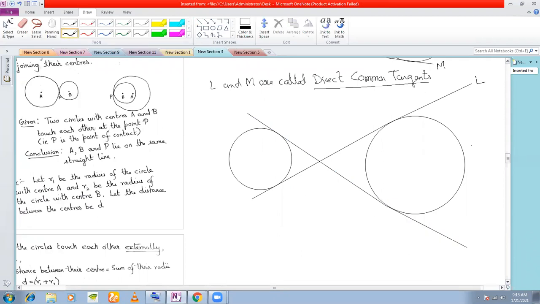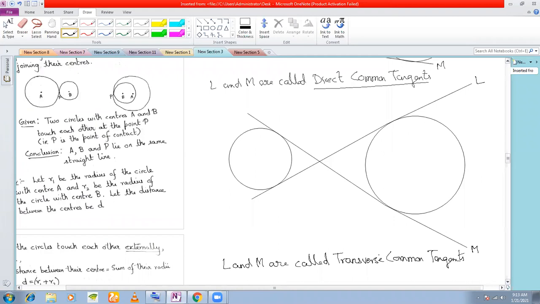So if I call this line L, and this M, L and M are called transverse common tangents.